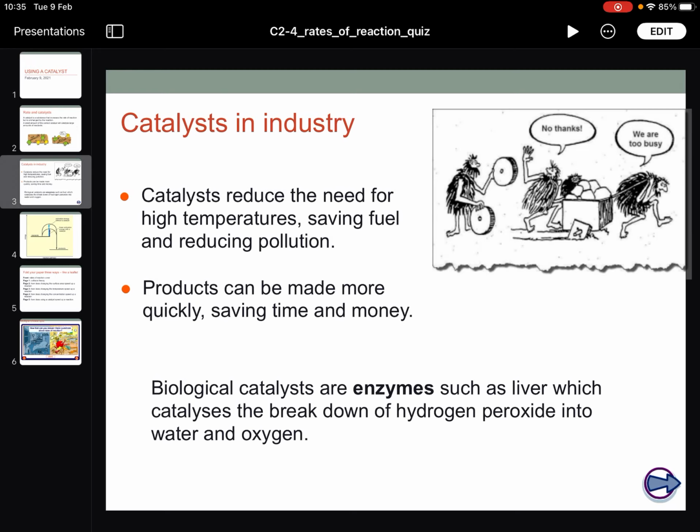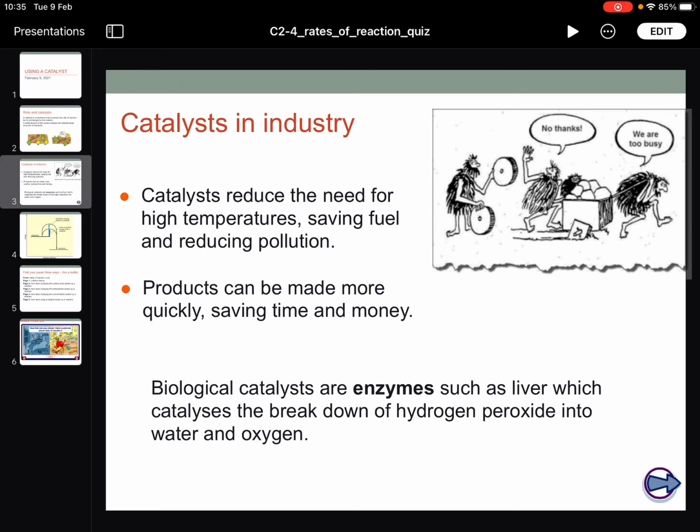Now you can actually get biological catalysts, and these are things which happen in your body all the time to speed things up. The enzymes in your liver are actually catalysts. They help break down hydrogen peroxide, which is a bleachy type substance, into water and oxygen. Now that breakdown would happen anyway, but in your liver it happens much, much quicker because of those biological catalysts of enzymes.